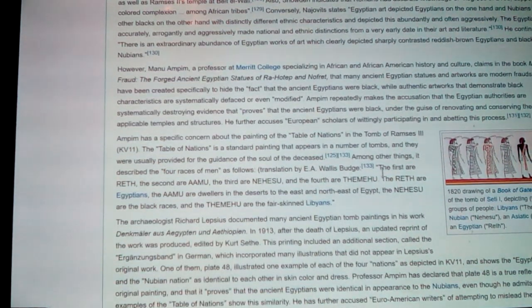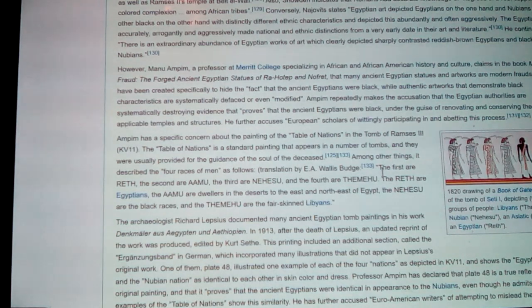So, however, Manu Aprim, a professor at Merritt College specialized in African and African American history and culture, oh boy, claims in the book Modern Fraud, the forged ancient Egyptian statues of Rahotep and Nofret, that many ancient Egyptian statues and artworks are modern frauds that have been created specifically to hide the fact that the ancient Egyptians were black. You see, it's a conspiracy.